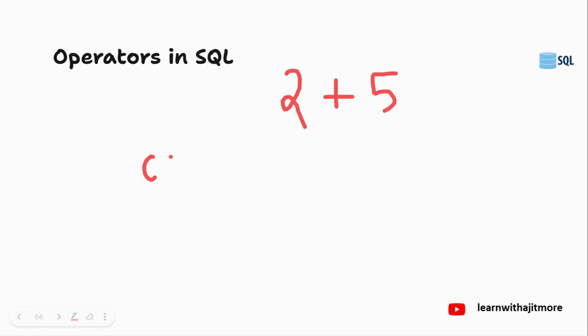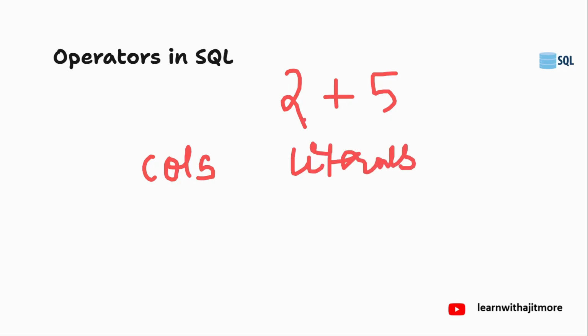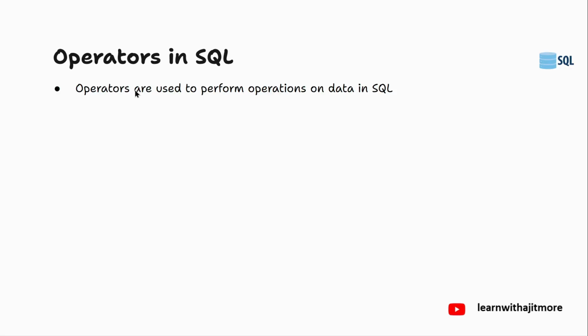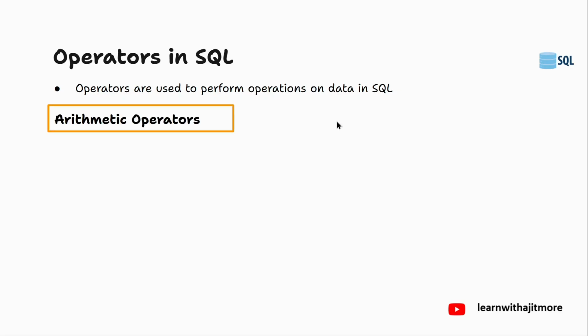Operands can be columns, or they can be constant values called literals. Literals mean that value directly; literals represent themselves. Columns represent the value stored in them. Whatever value is stored in that column will be taken for the operation. There are many types of operators in MySQL, and we'll be learning them. Operators are used to perform operations on data in SQL.